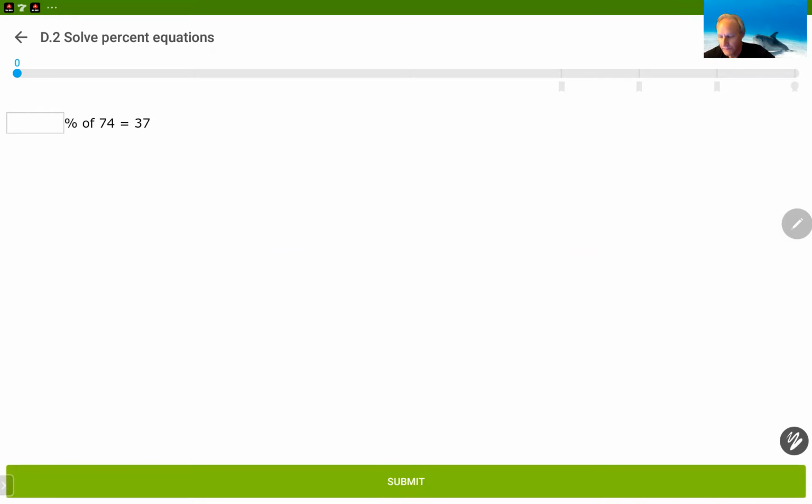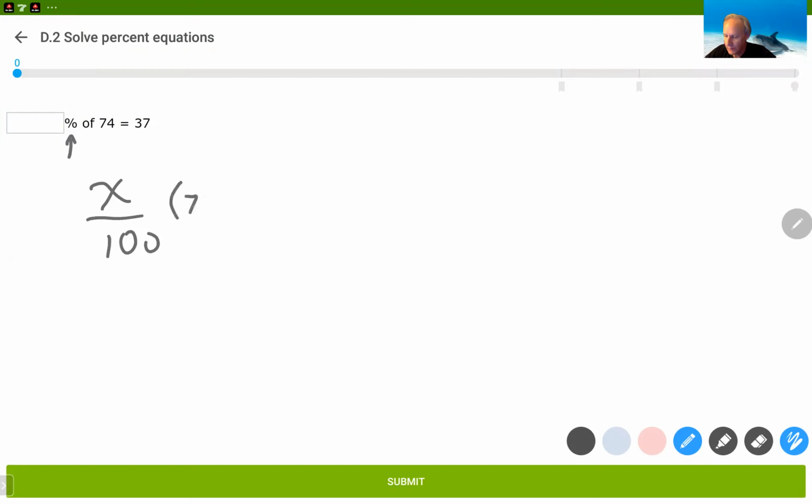We want a percentage of 74 is equal to 37. There's lots of ways of looking at this. Basically, this is asking for x over 100. That's what this literally means, is per 100 of 74 is equal to 37.